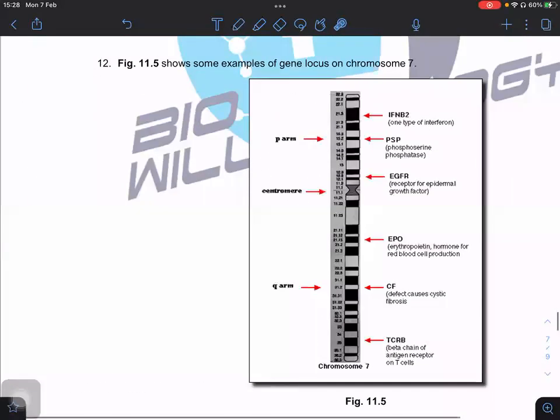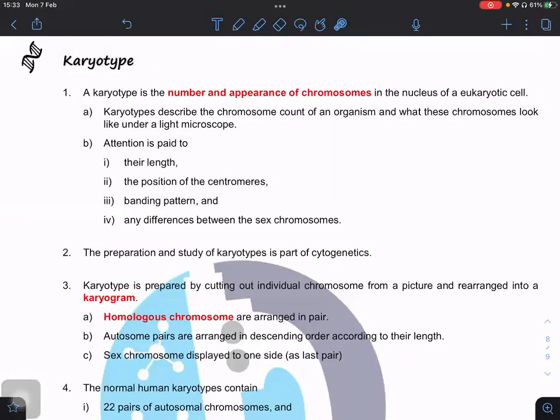So I'm going to summarize here. Now, what does karyotype mean? Karyotype basically is the number and appearance of chromosomes in the nucleus of eukaryotic cells. So karyotype describes the chromosome count of an organism and what these chromosomes look like under the light microscope. So we pay attention to the length, any change in the length, the position of the centromere, and whether they are too near to the top part or too near to the bottom part, the banding pattern when we dye or stain them, or any difference between the sex chromosomes. Okay, we call it XX or XY, for example, for human.